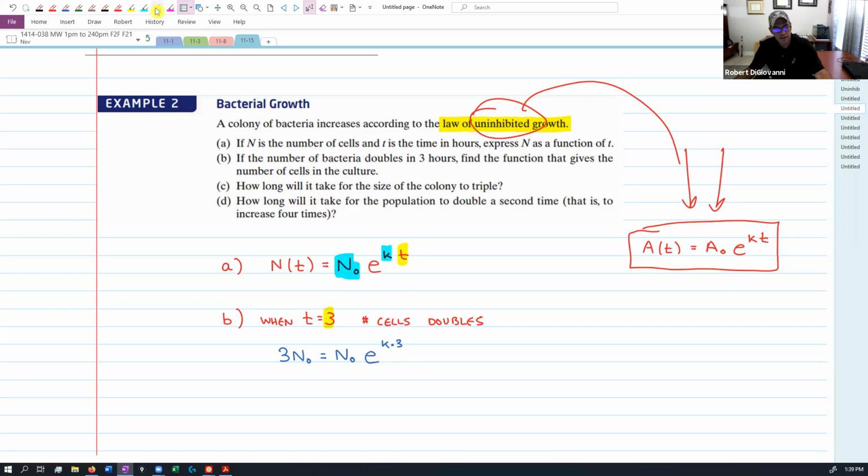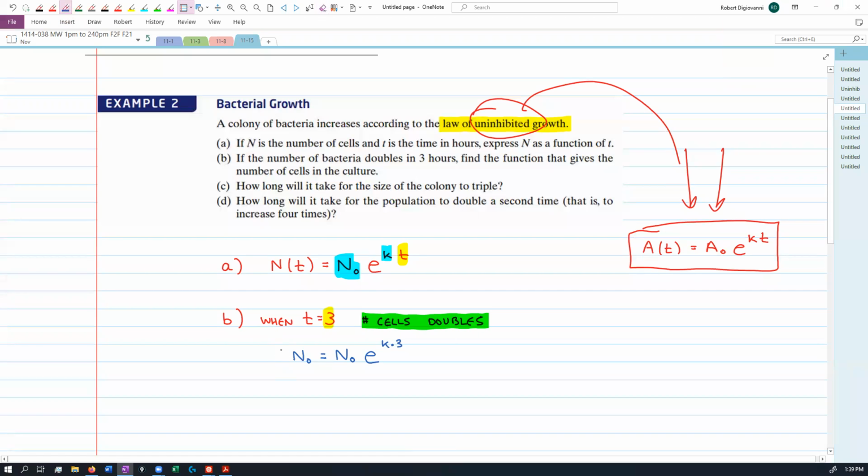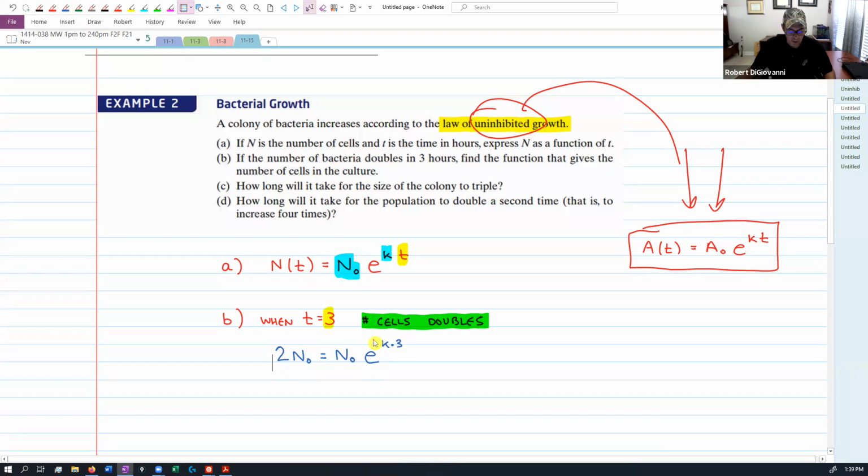And to say that the number of cells doubles, oh, sorry, did you say 3 or did you say 2? Yeah, it's 2. Okay, so for t, we're plugging in 3. And we don't know how many cells were there in the beginning. We just called it n naught, n sub 0. But when you plug 3 in, we should double that n naught, whatever n naught was.